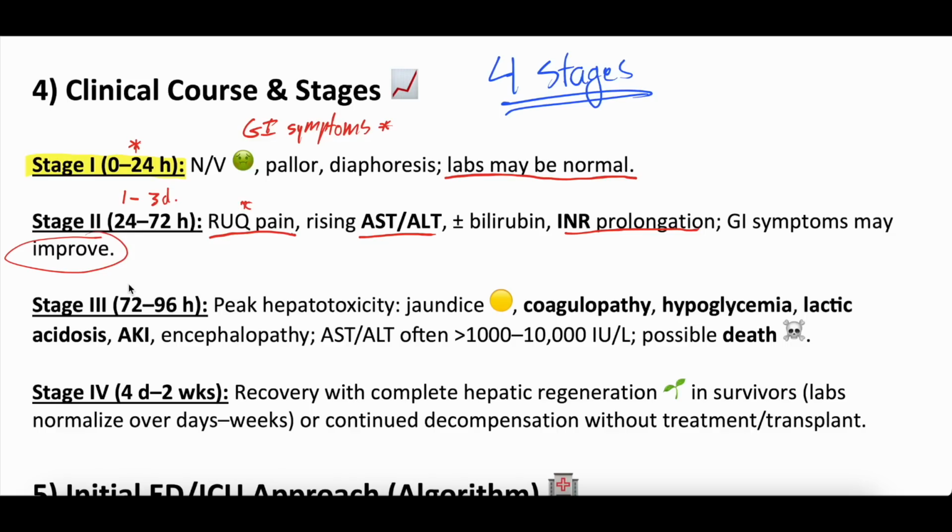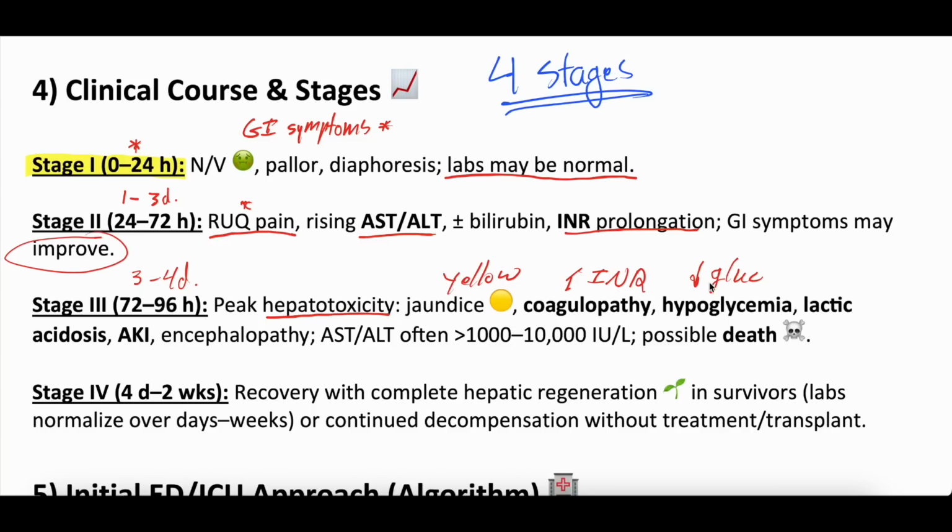This is 72 to 96 hours, or day 3 to 4, and this is when we get peak hepatotoxicity. Folks might get jaundice. They might turn yellow in color. They get severely coagulopathic, so that INR and PT and PTT skyrocket. Your liver is involved in glucose regulation, so you start to get hypoglycemia, or your glucose drops, because your liver can't regulate your glucose levels.